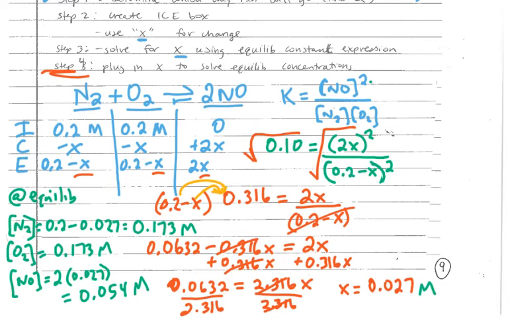In Sapling, you'll have a question like this, and it'll probably give you answer boxes for each of these. So you've got to use the ice box, plug in x for the change, and then use the equilibrium constant expression to solve for x. And then lastly, remember to come back and do those subtraction or multiplication problems to solve for those equilibrium concentrations. All right, that was just example number 1. We still got 2 more to go.